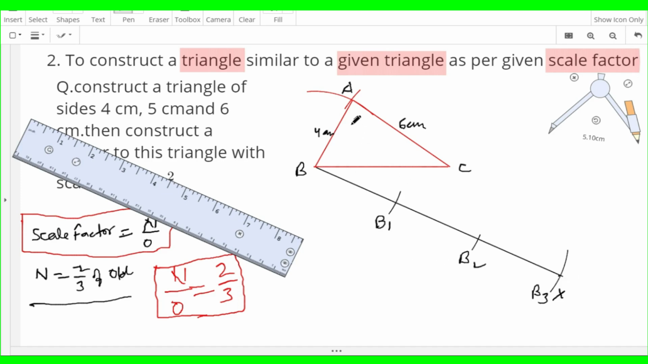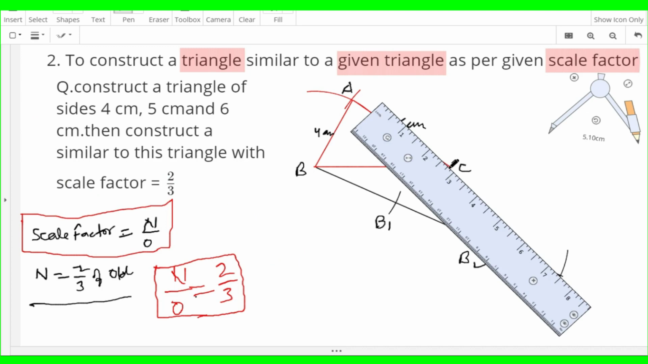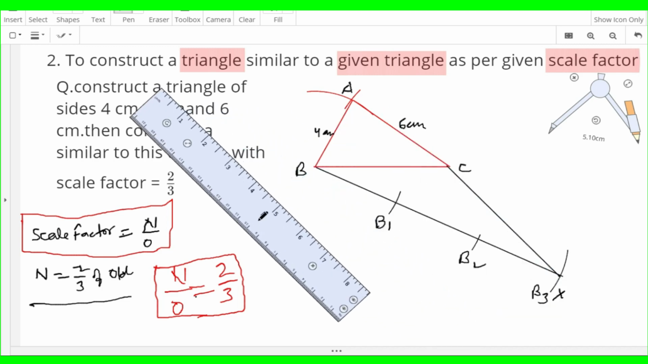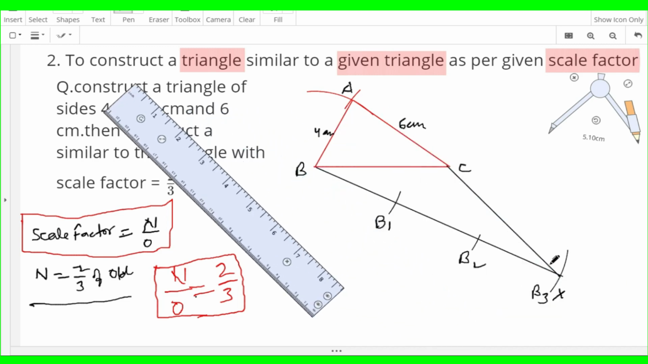Now the original triangle's ratio part is the denominator, so original is 3. Join B3 with point C using the ruler. So we have done the joining of C to B3. Now the numerator part is 2, so B2 is here. Again we have to draw one line from B2 parallel to this.